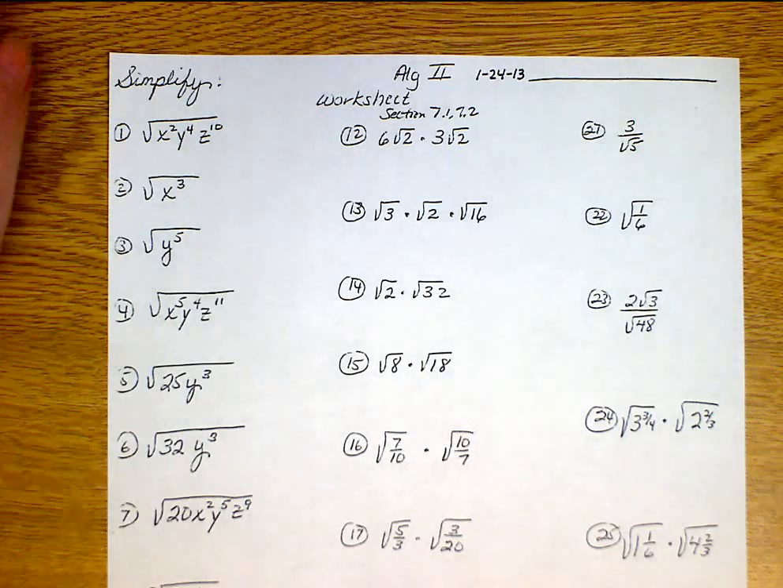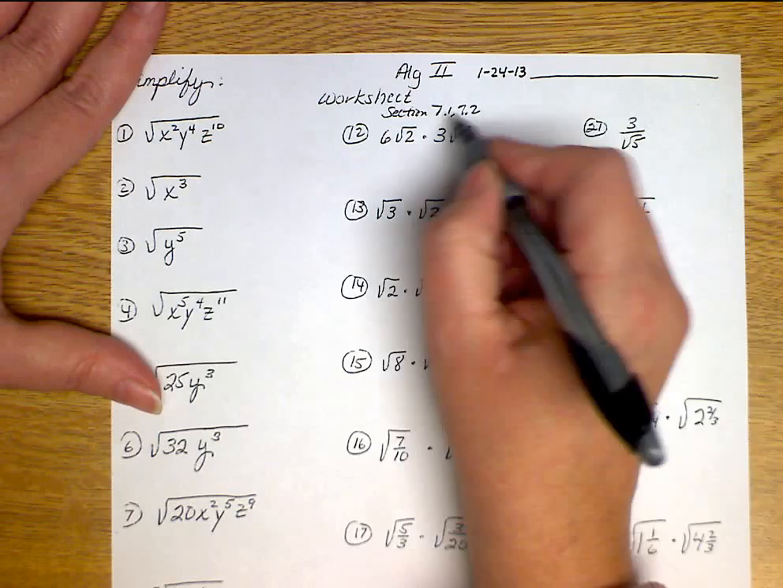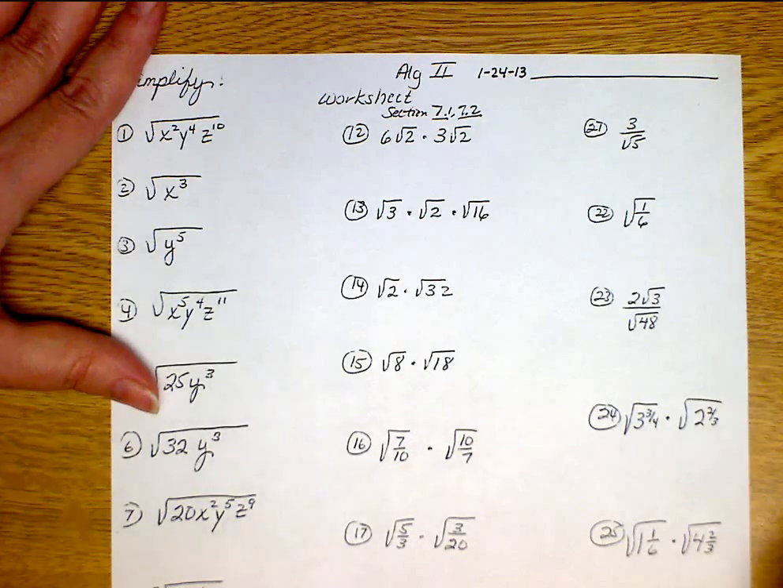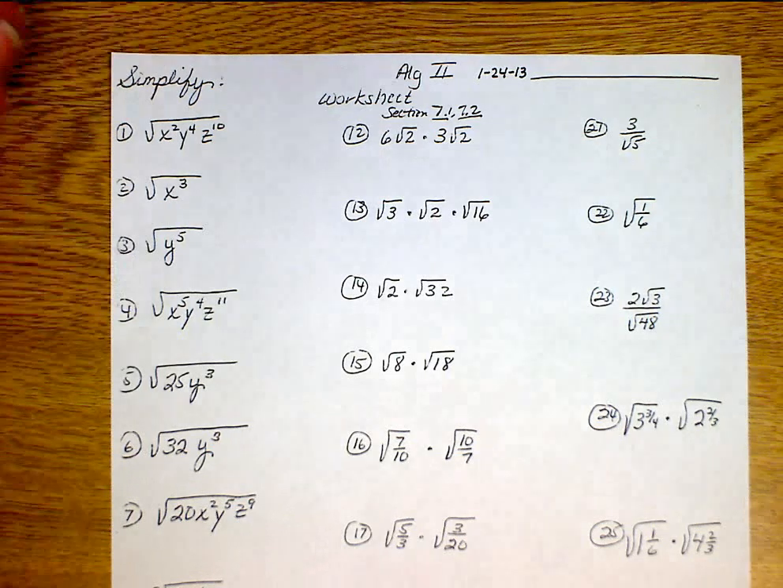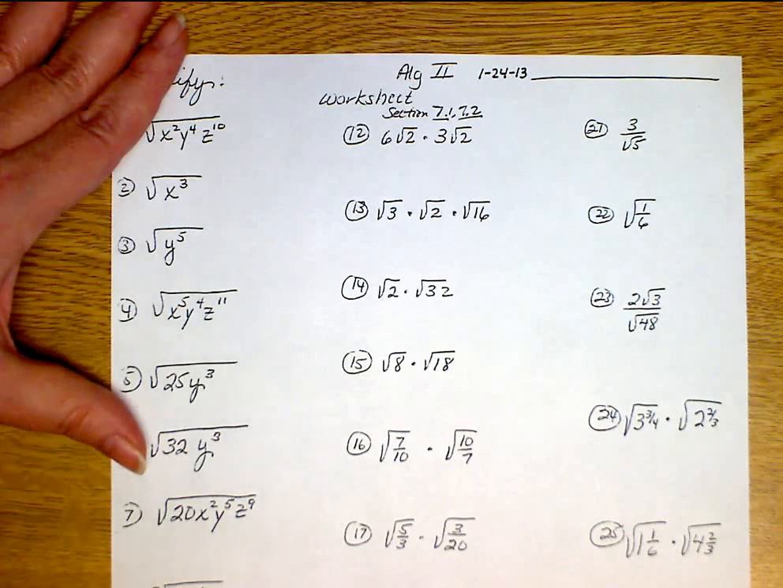Alright, so the first thing, ladies and gentlemen, this worksheet is 7-1 review and 7-2. Because there's a lot of information in 7-2, I'm going to do this with you. Not all of it, but the concepts so that we can practice them. 7-2 is multiplying radicals. So we're talking about multiplying radicals.